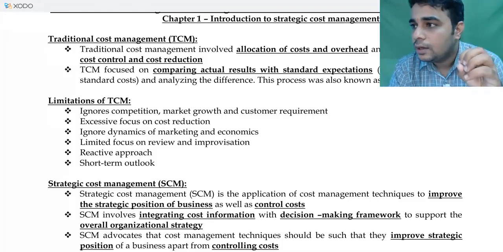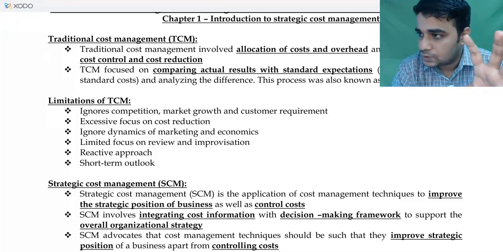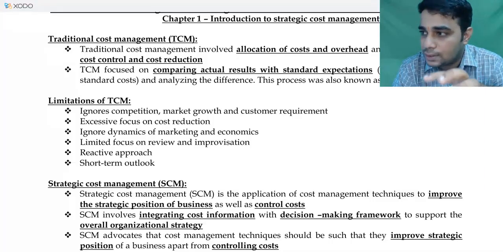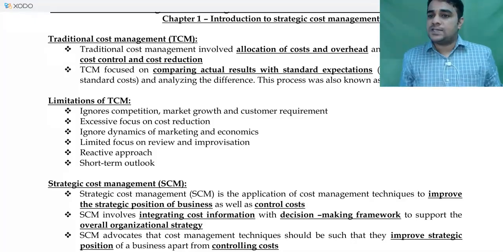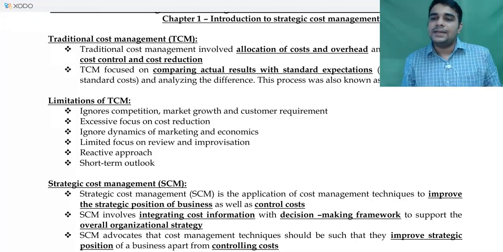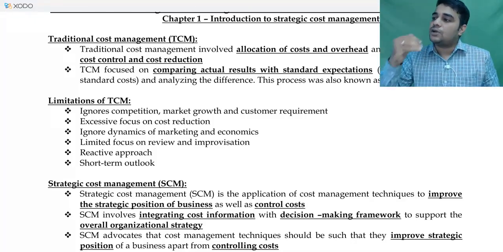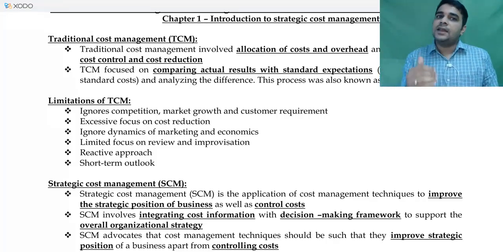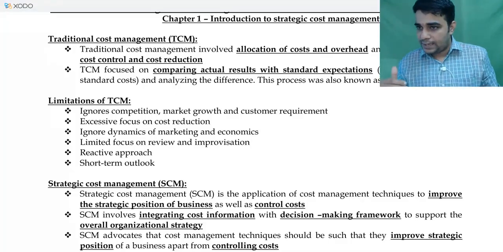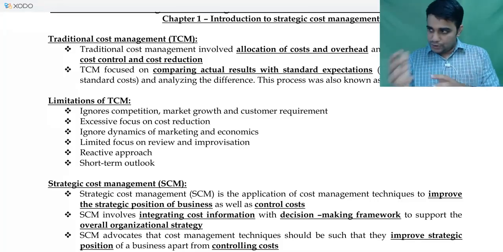First, you are going to learn what is traditional cost management and what is strategic cost management. Earlier the paper name was called Advanced Management Accounting. That is technically called a traditional cost management approach. We'll discuss this in a little detail, but the first area focuses on traditional versus strategic cost management. What are the key differences between them? Which approach is better? When should you follow which approach? So that's the first area.